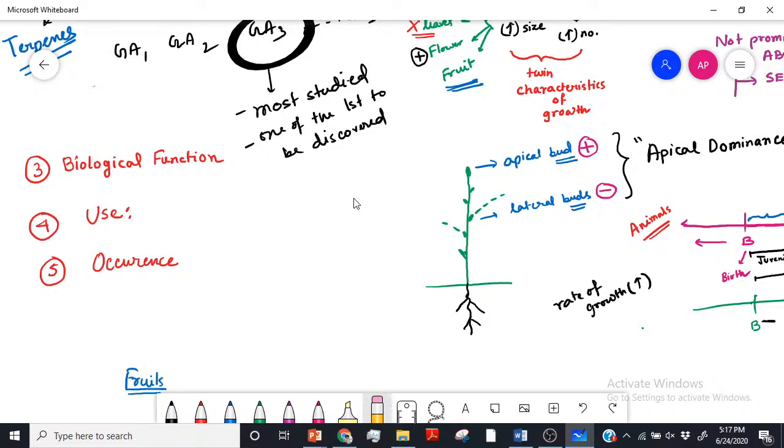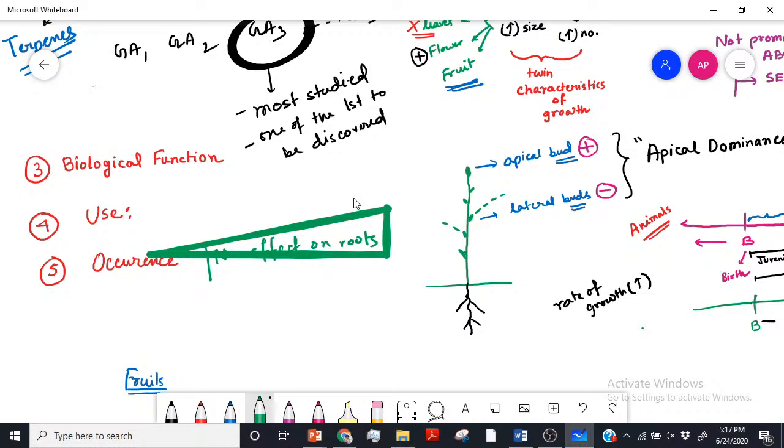Are you with me? Now, regarding occurrence, gibberellic acid is not found in root, or it has no role in root. Gibberellin has no effect on root. No effect on roots. This line is very, very important. No effect on roots. Right. This was the occurrence.